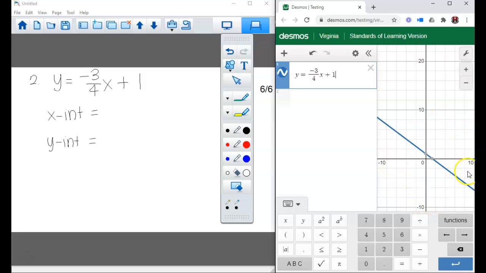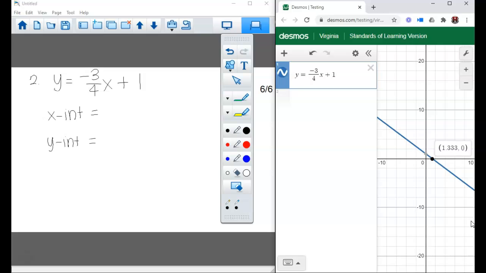Alright, so over here I see my line. Notice that it is a negative slope for this line. And what I want now are my intercepts. So first, I'm going to go after my x-intercept. So the x-axis is the one running left to right. Look for the point where it's hitting the x-axis and click on that point. And what you'll notice is I get 1.333, 0. So notice I'm getting a decimal this time, and that's okay. That will happen a lot on these.